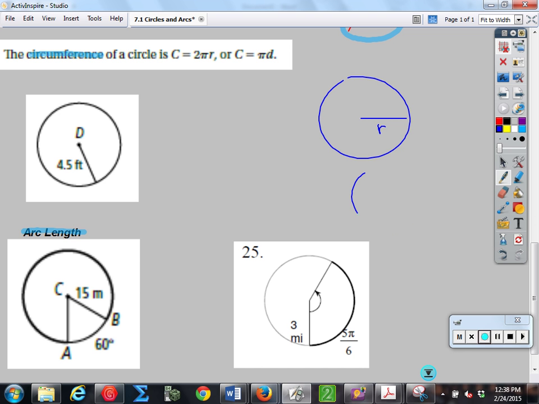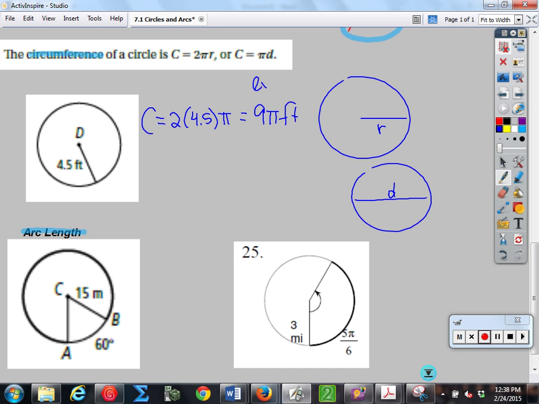Okay. So on this one, it depends on how it asks you to find it. You either need to do it in exact terms, which means you leave it with a pi. So if I do 2 pi r, sorry, I'll do 2 r pi. 2 pi r, this would just be 9 pi feet. So this would be the exact answer in terms of pi.